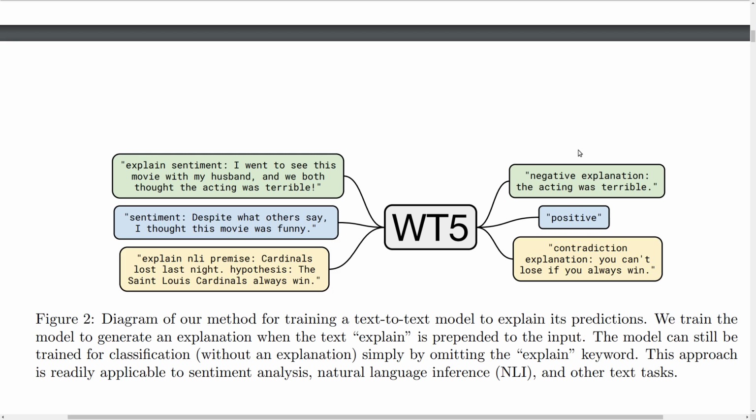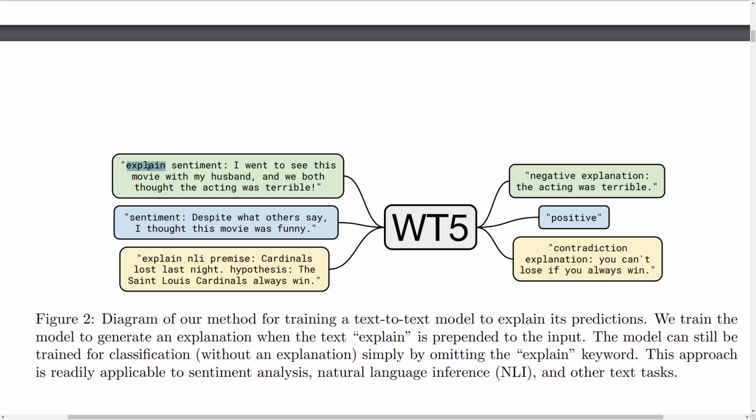And in a standard setting, one way you could be using these models is, for example, to train a sentiment classifier. Let's say you're given a sentence: I went to see this movie with my husband and we both thought the acting was terrible, and you want to predict that the sentiment is negative, so we didn't like the movie. But what the authors do is they actually have special cases in the training data where they want to generate an explanation in addition to this sentiment prediction.